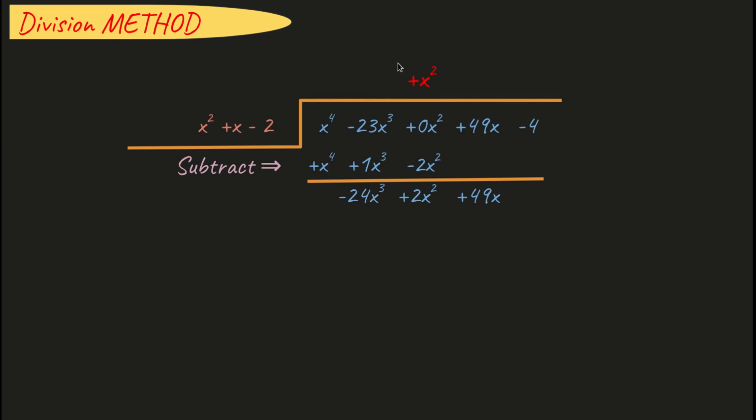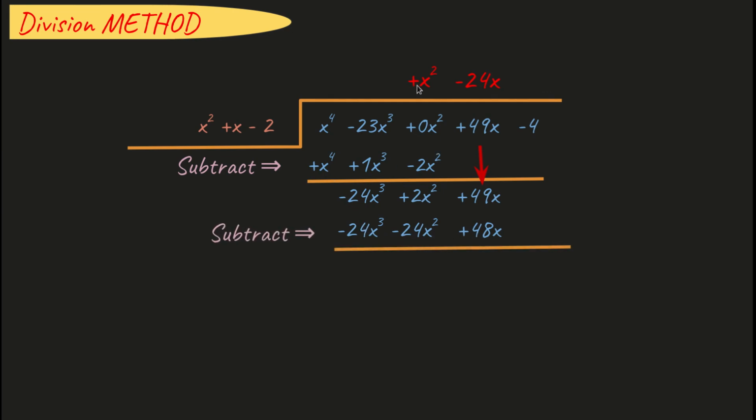And finally, we drop down the 49x into the next layer. We now ask ourselves the question. X squared goes into minus 24x to the power 3 how many times? And the answer is a negative 24x. When we've got the negative 24x, we now multiply that back into the divisor and write it down at the bottom. Next step is we subtract them again.